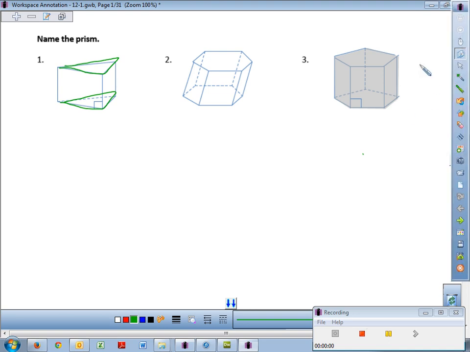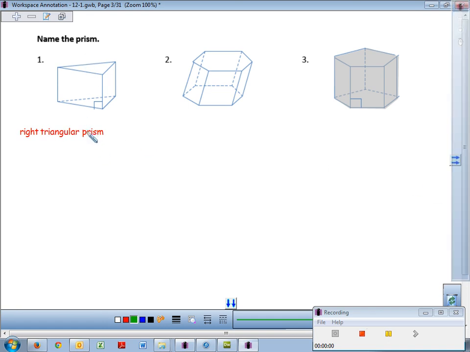And to name this prism correctly, there are four concepts involved. Number one, you tell me if it's right or oblique. Right means it's going to be straight up and down. These edges right here, these lateral edges, are perpendicular to the base, and you can tell with the right angle box. So this is going to be right. Then you tell me the shape of the base. Well, the base right here is a triangle, so we'll say that it's triangular, and it is a prism. You'll have to put that word because in a few days we'll talk about pyramids and cones and stuff. So it's a right triangular prism.